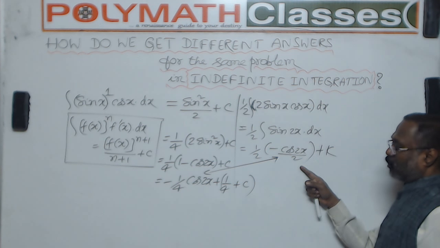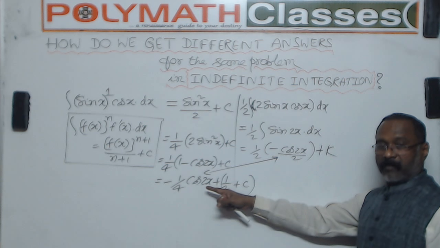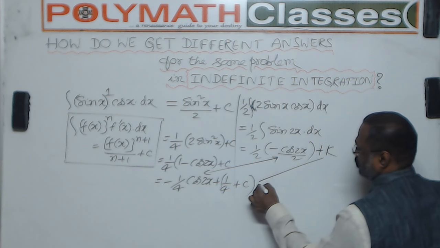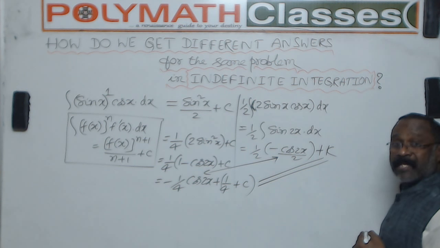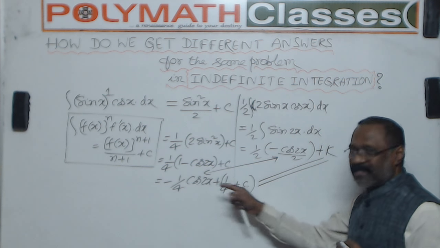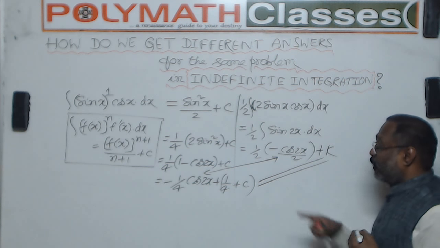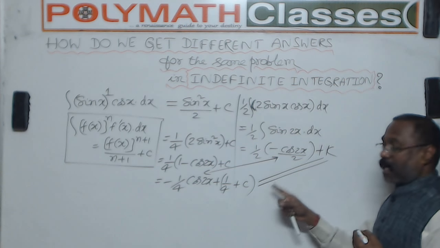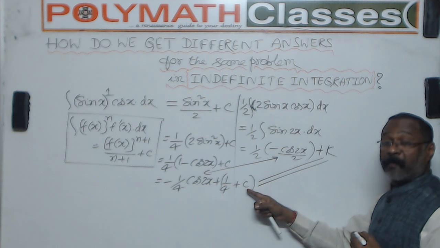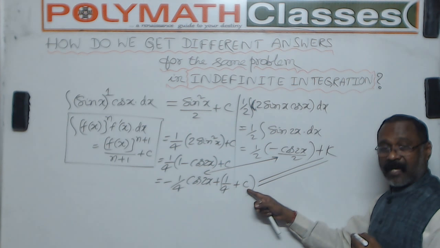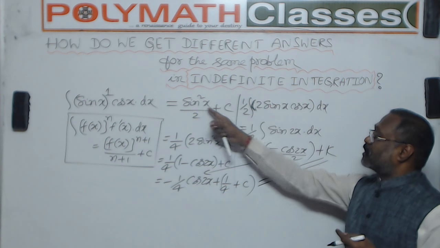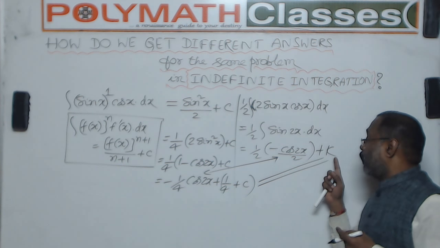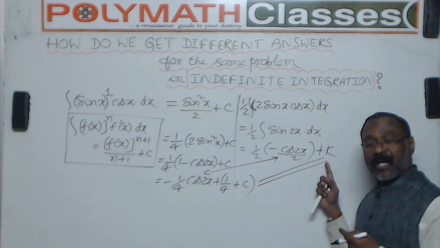This is minus 1 by 4 cos 2x. This is also minus 1 by 4 cos 2x. And see, these two constants now, they must be equal because these two terms are same. So the relation between k and c, this is c, this is k, is that k is equal to 1/4 plus c. So you have to understand that we get different answers like this because of the difference of constant.